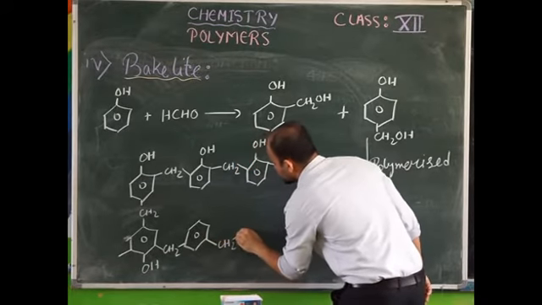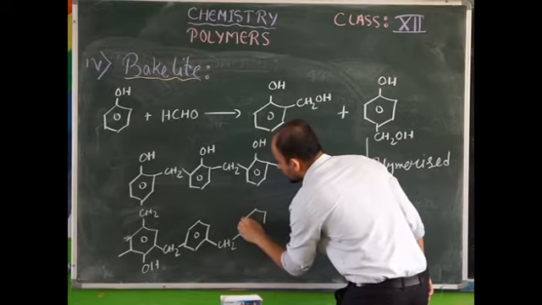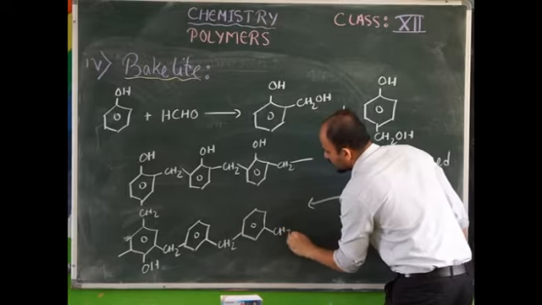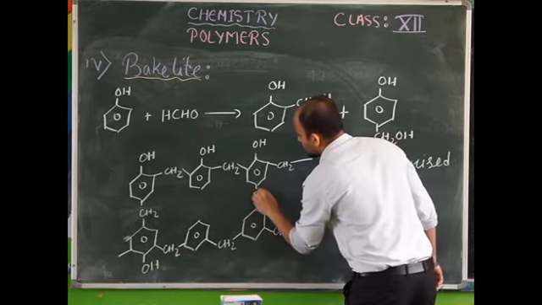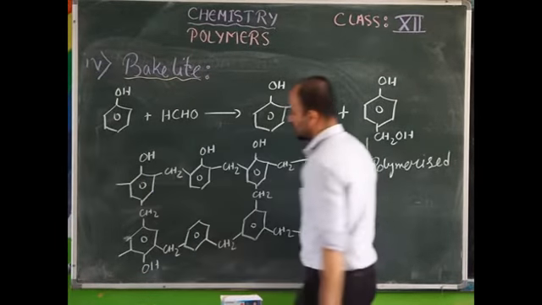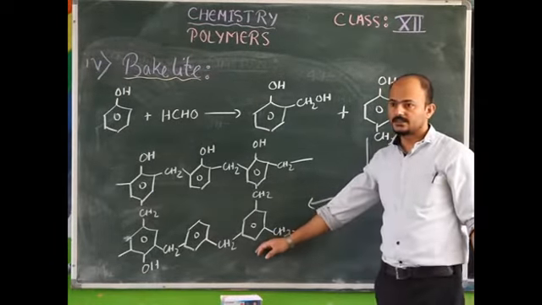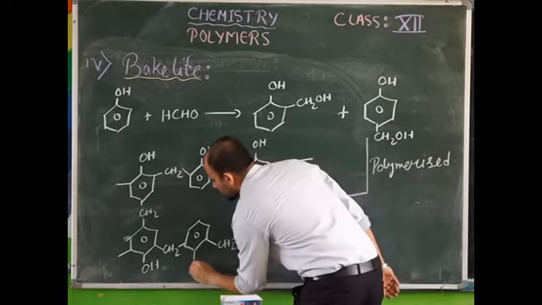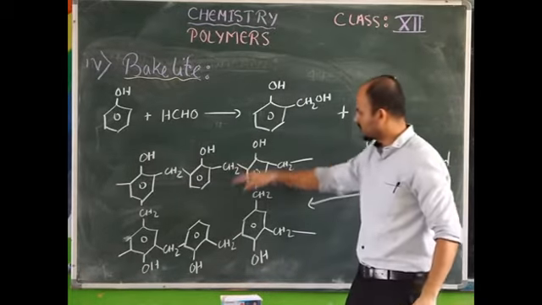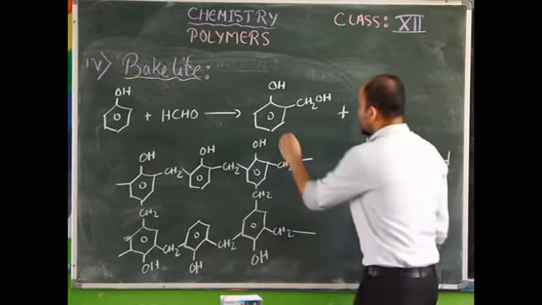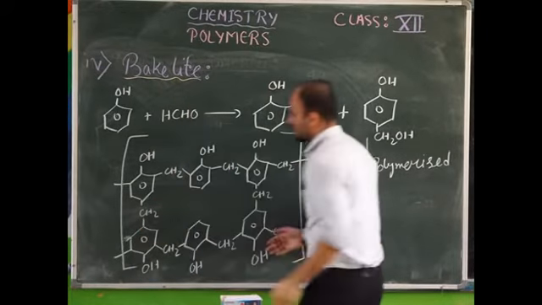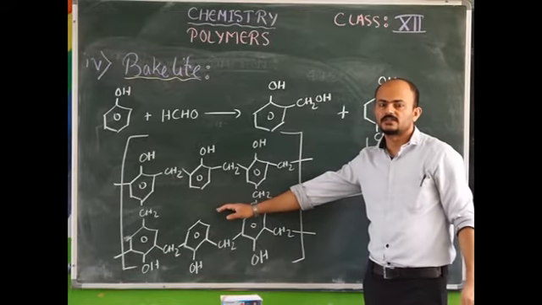CH2. Again, you have a benzene ring, CH2, and the chain keeps on going. These two are linked by the CH2 group. And here the chain extends this side. Now please look at it, and you have to remember all of them. They have an OH group here, as in this case. Here an OH group is present, and here also we have an OH group. Now this chain keeps on extending in all the directions, and we get the structure of Bakelite.